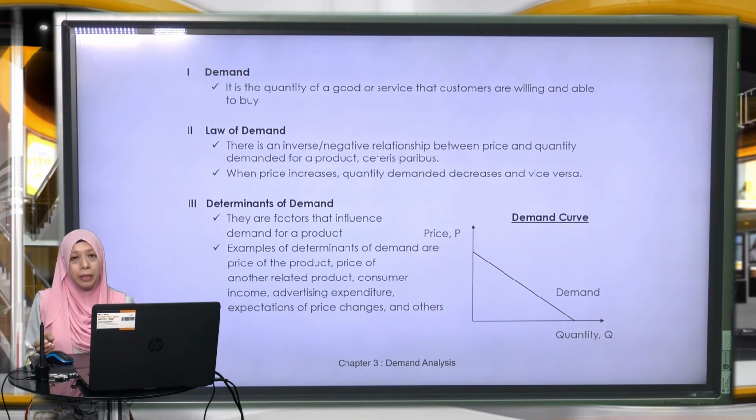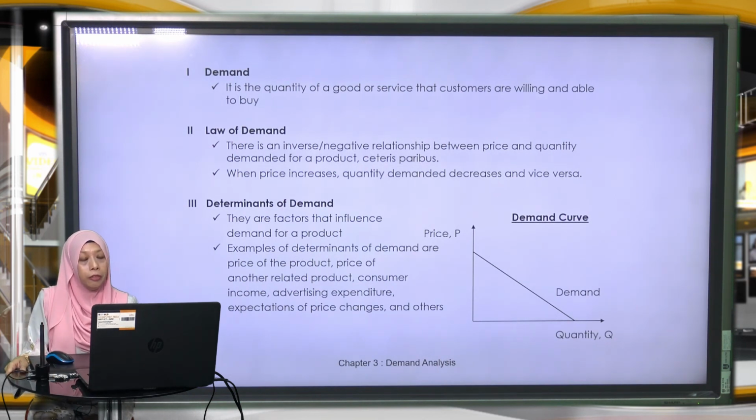Well, that makes sense, isn't it? As a buyer, when the price of a product is very high, definitely you're going to demand a much lower quantity of that product. But when price falls, you would want to buy more of that particular product because now it's cheaper. So that's the law of demand.